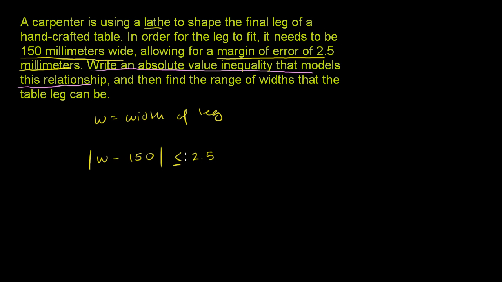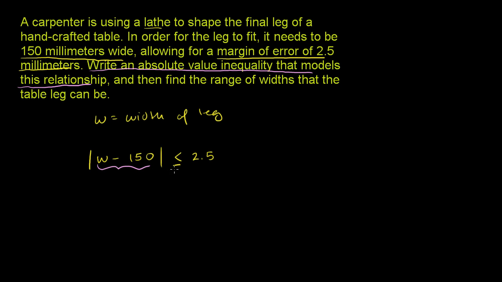And I really want you to understand this. All we're saying is, look, this right here is the difference between the actual width of our leg and 150. Now, we don't care if it's above or below. We just care about the absolute distance from 150, or the absolute value of that difference. So we took the absolute value. And that thing, the difference between W and 150, that absolute distance has to be less than 2.5.